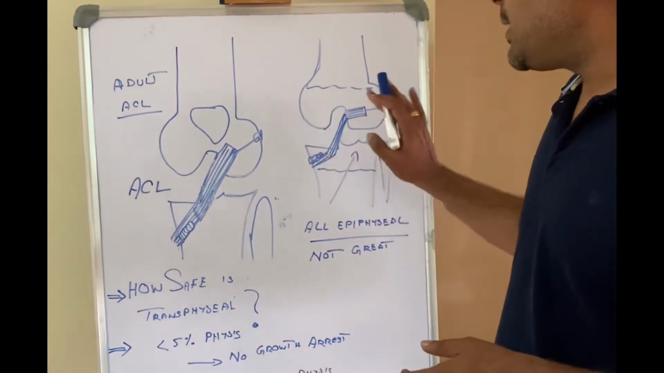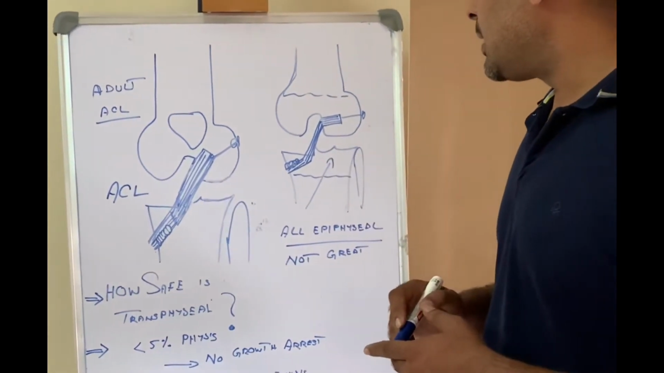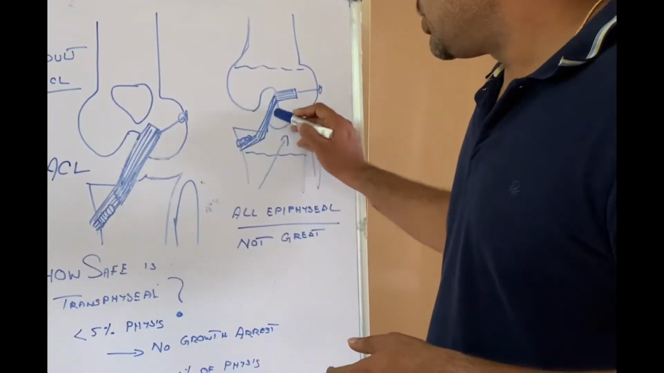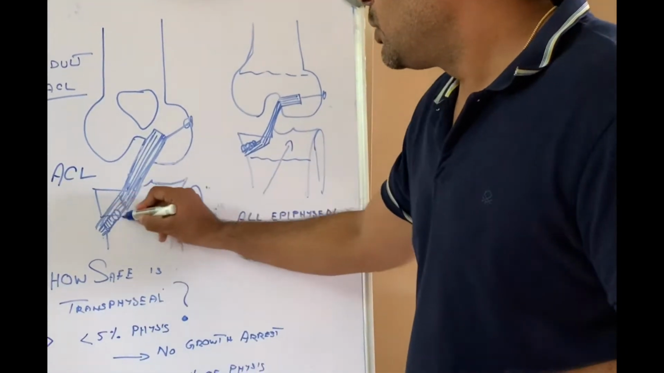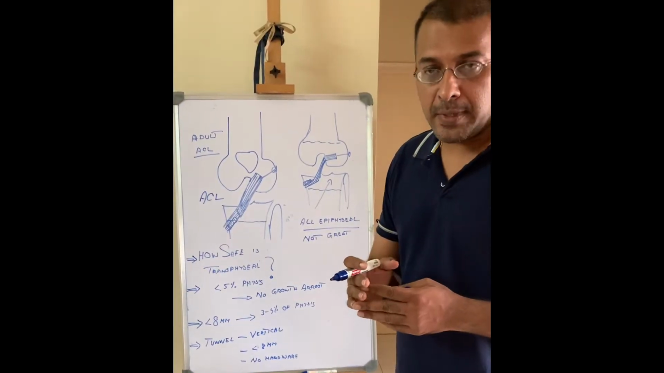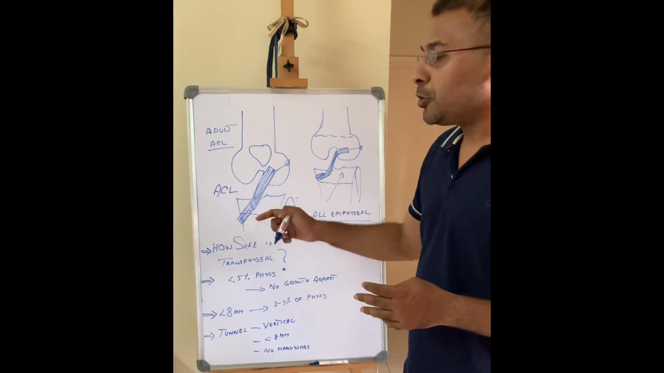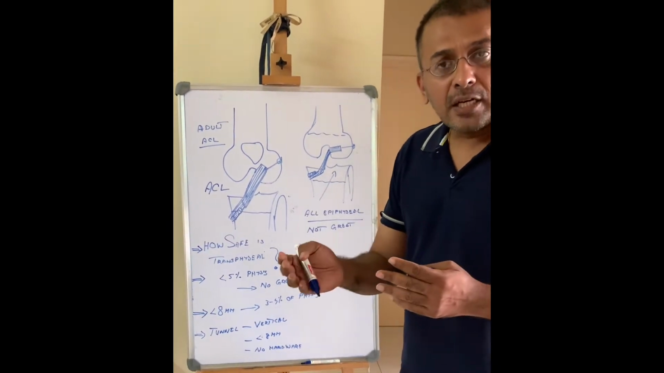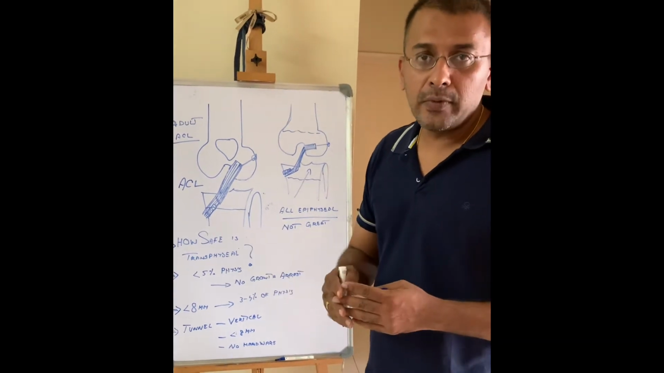If you do the same thing in a pediatric age group, the problem is that the tunnel is going to pass like this, through the growth plate. So then you can have a growth arrest. That means the growth in that particular area would be destroyed, and this particular patient could have some kind of angular deformities or growth disturbance in the knee. There could be a bend in the knee or a curve in the knee.